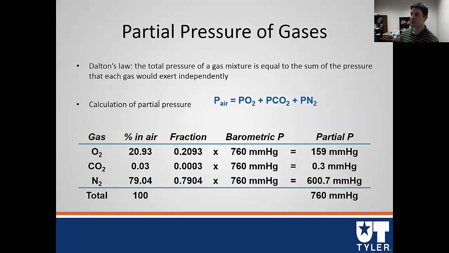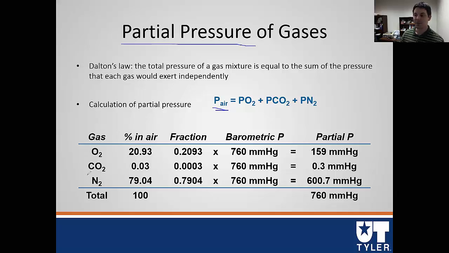So first, let's start with the pressure. Gases are commonly referred to in terms of partial pressure. I think this is sometimes a misnomer, but the idea is that air pressure is equal to the sum of the pressure that each of its parts exhibits. This is ultimately explained as Dalton's law. As a definition, the total pressure of a gas mixture is equal to the sum of the pressure each gas would exert independently.